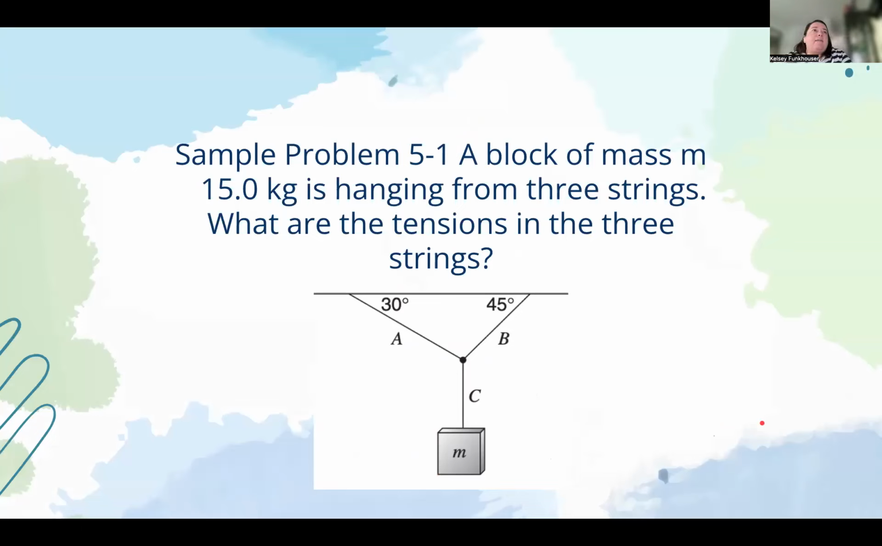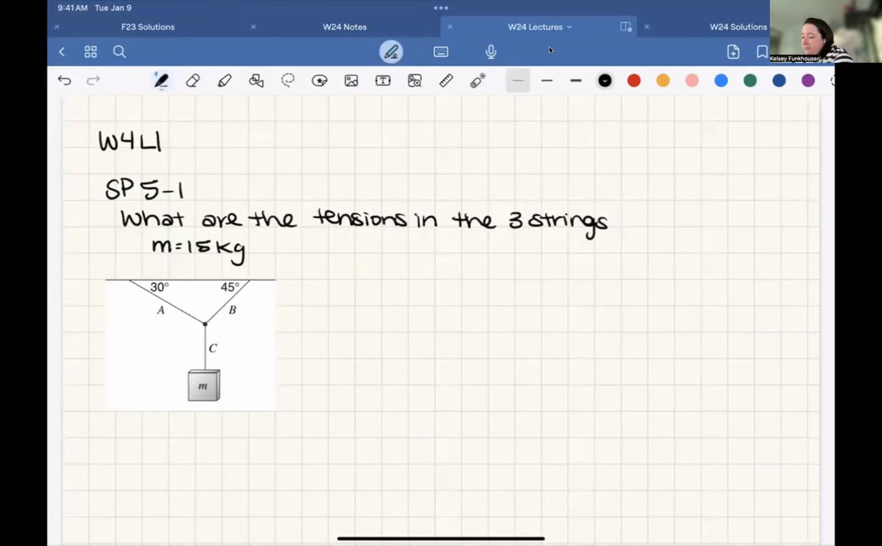5-1, a block of mass M, M equals 15 kilograms, is hanging from 3 strings. What are the tensions in the 3 strings? Okay, so I have the picture on here to help us out. And what we're going to do is draw 2 free body diagrams. So we're going to draw a free body diagram for the knot and for the block, okay? So let's do the knot first.